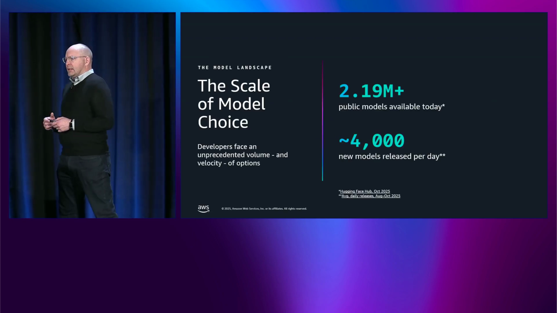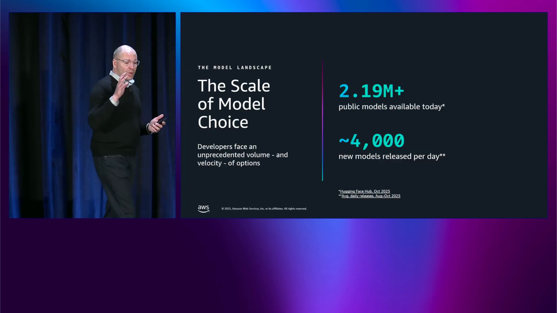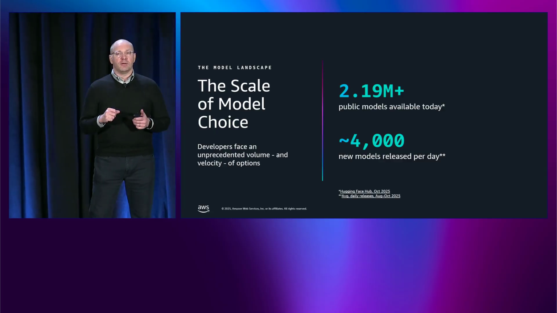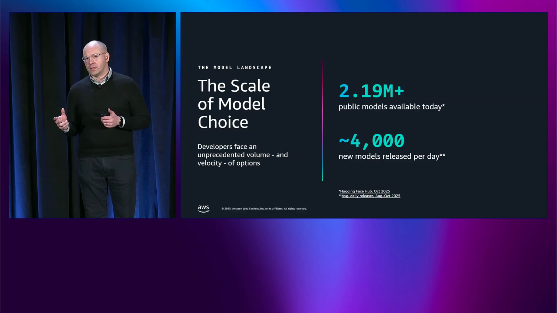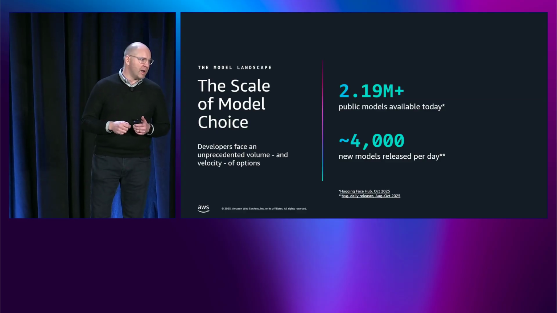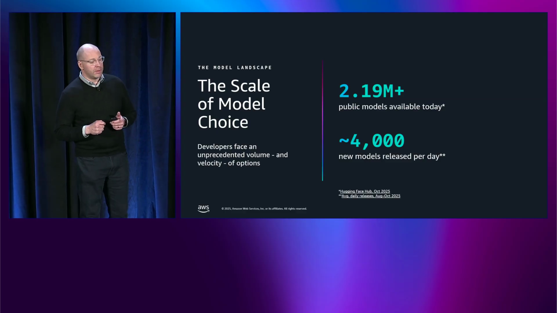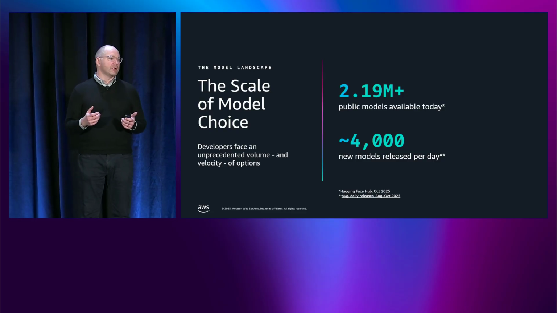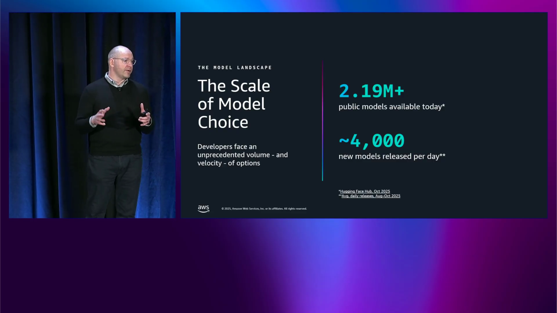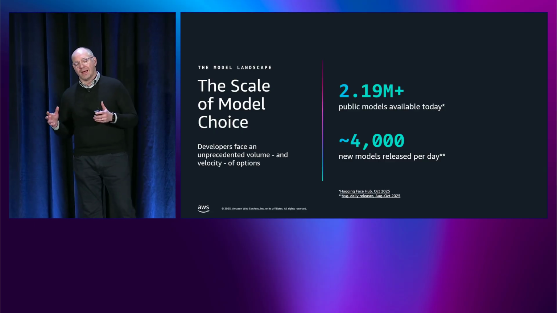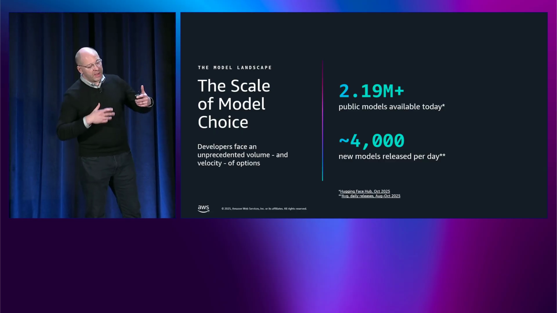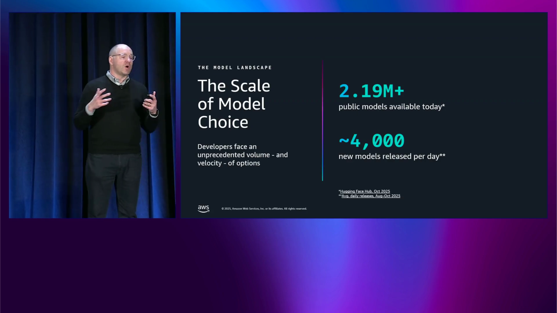So, to get a sense of the landscape: 2.19 million public models available on Hugging Face today. I chatted with the Chief Product Officer of Hugging Face yesterday. He said there's a new model every 10 seconds. Incredible pace, right? That adds up to about 4,000 models per day. And that's just publicly available open weight models. Add to that all the proprietary model makers, Anthropic, Amazon, OpenAI, all the rest. We have so much choice.